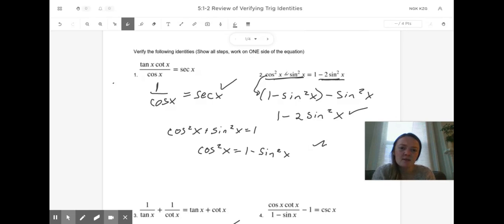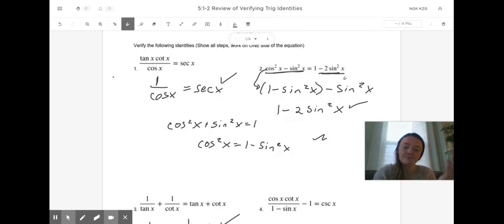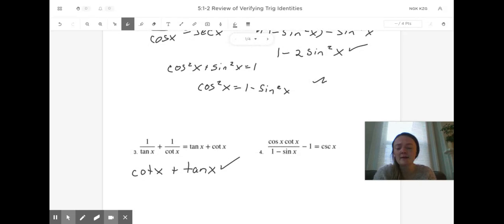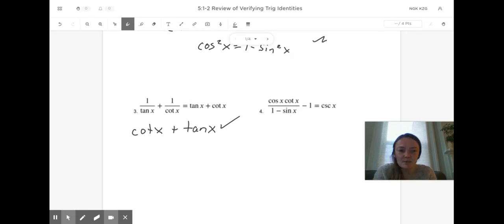The next one, 2: cosine squared x is equal to 1 minus sine squared x. Well, I can see that the left side is not the same as the right side, and that the right side only has sines in it. So I'm going to try to get the left side to only have sines in it using Pythagorean identities. Cosine squared x is the same thing as 1 minus sine squared x, and we can verify that identity pretty quickly. Number 3 is pretty straightforward too.